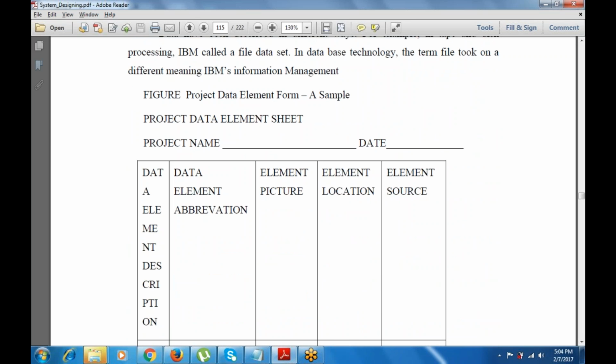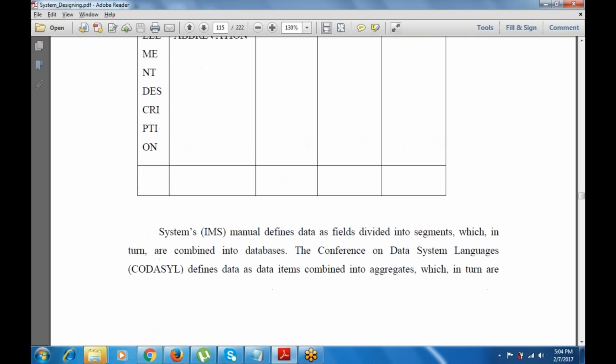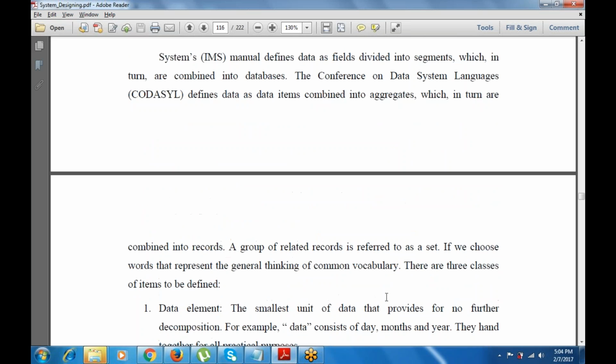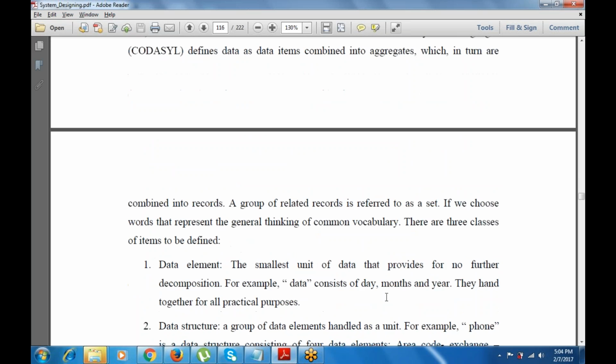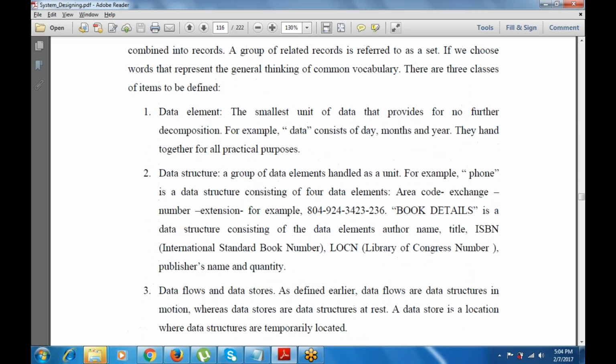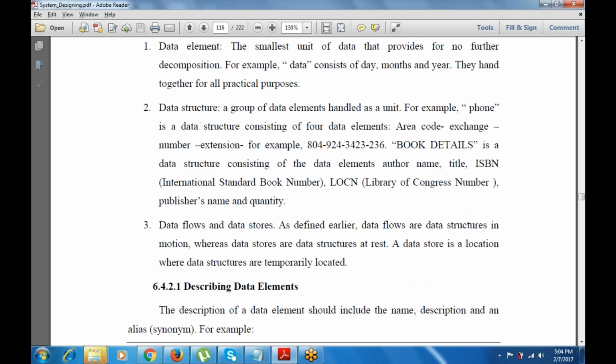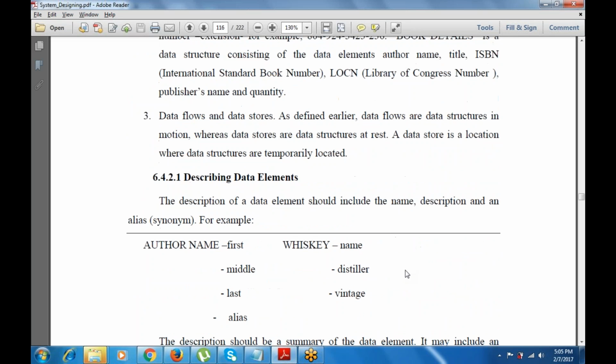This is one of the examples that shows the various scenarios used, the various projects going on with the project elements. There is a systems manual that defines what data will be required, how the data will be required, and why we are using the data. This can be used with three classes of items: the data element, the data structure, then data flows, and data stores.